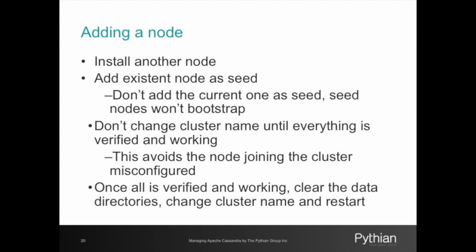And another thing I always do is, of all the settings I told you, I never change the cluster name until I verify that the new node is working. This avoids misconfigured nodes joining the cluster and causing problems. So once you have started and you see the GNA is running, the directories are there, and you can write data, just delete the data directories, change the cluster name, restart Cassandra, and then you have it. Two nodes running, you're good to go.